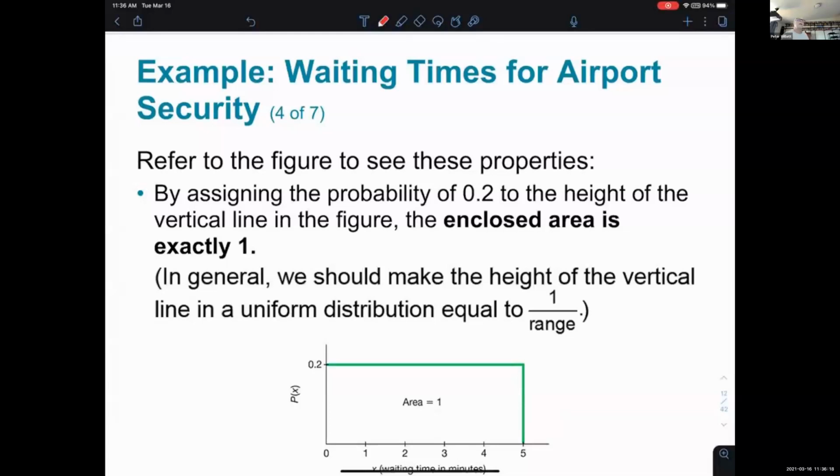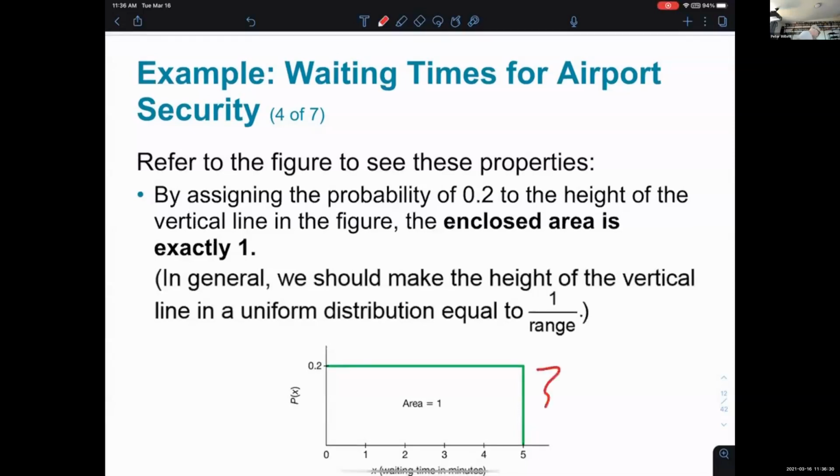Now, by assigning a probability of 0.2 to the height of the vertical line in the figure, the enclosed area is exactly 1. Why is the area 1? Because we have a rectangle where the height of the rectangle is 0.2, and the length, or the baseline of the rectangle, is 5, because it goes from 0 to 5. And we know that the area is base times height, or length times width for a rectangle, and 5 times 0.2 is 1. And so why is this important?